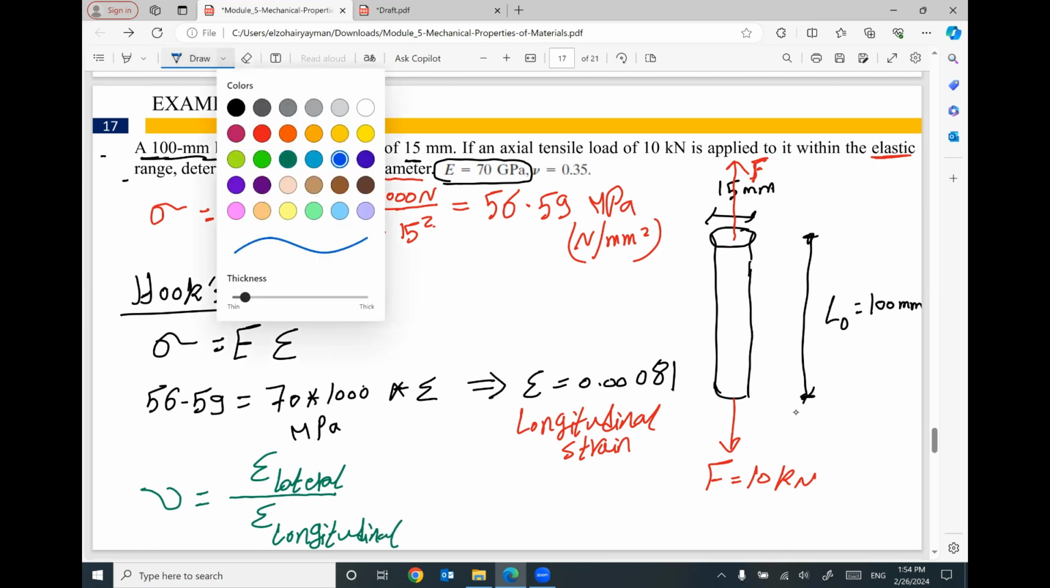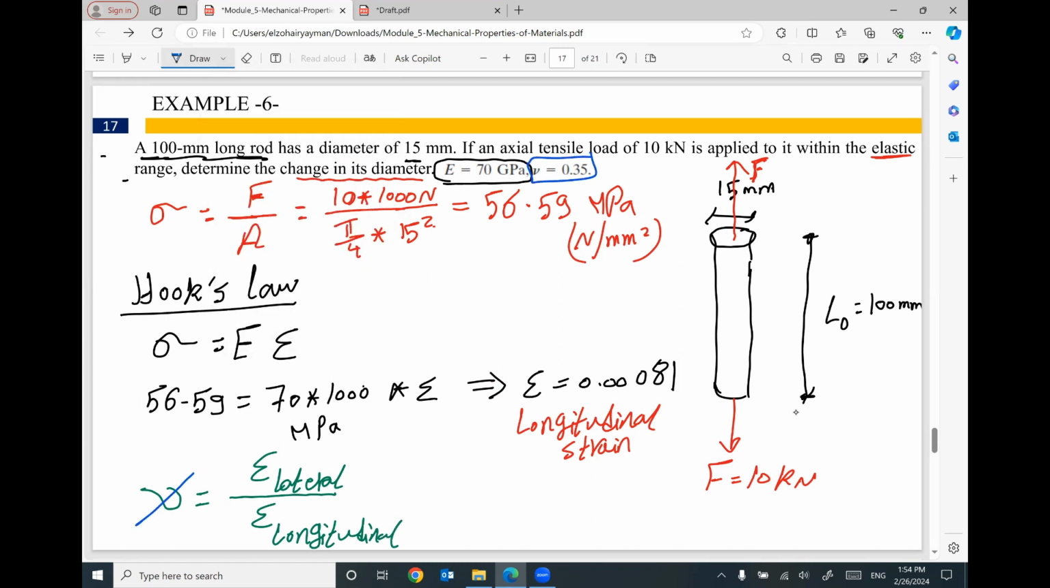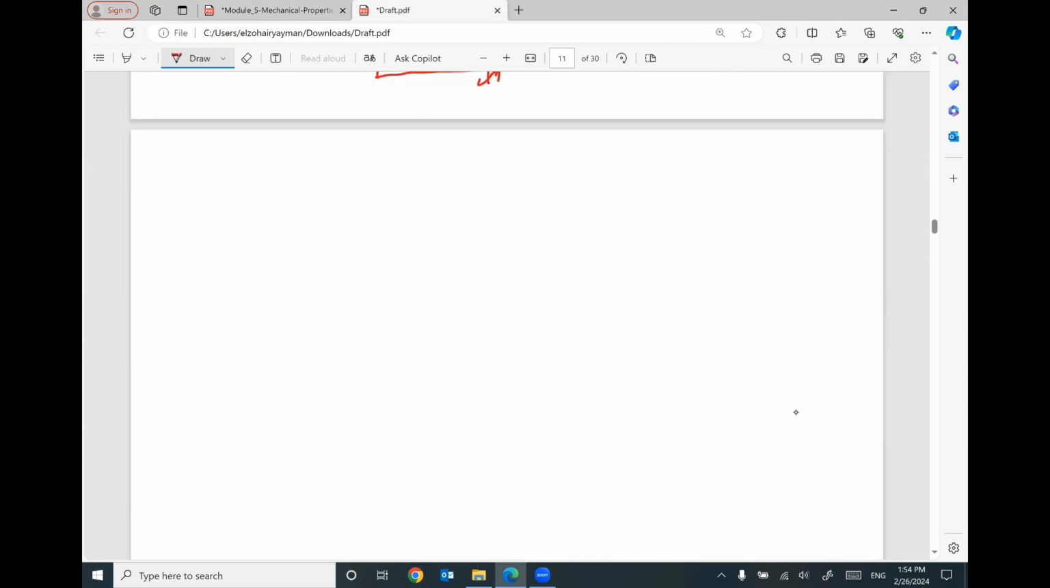So the Poisson ratio is given for this material, it's 0.35. The longitudinal strain, you calculated it, 0.00081. So I can figure out the lateral strain, the strain in the direction perpendicular to the applied force, laterally. So the lateral strain will be 0.00028.